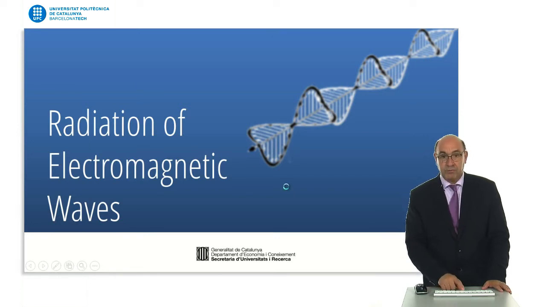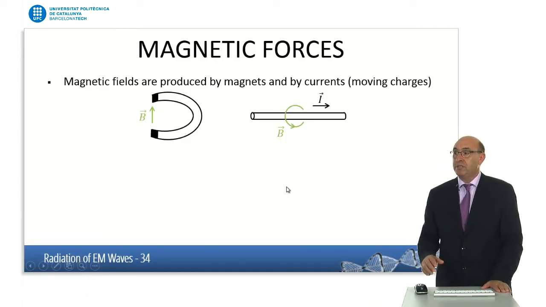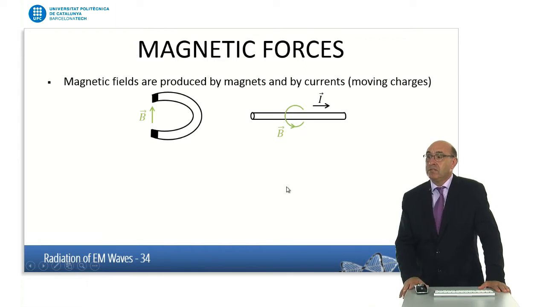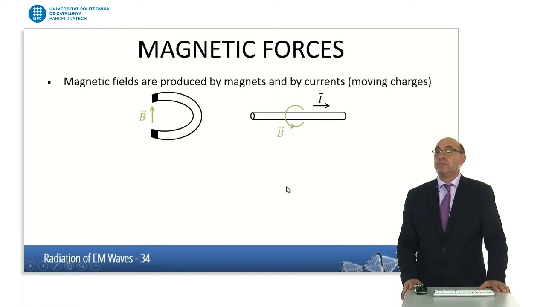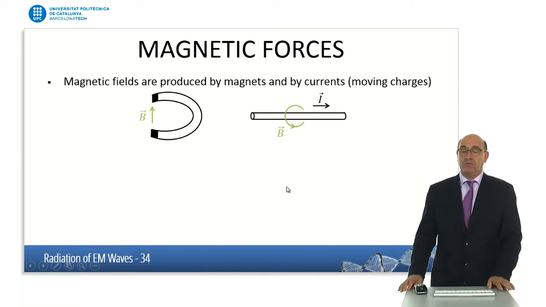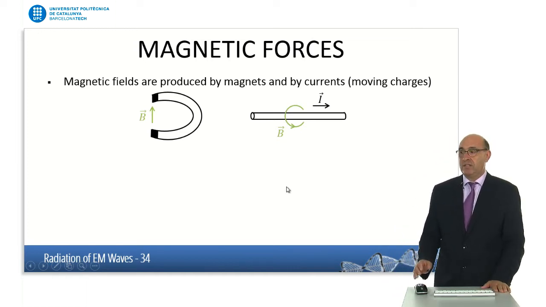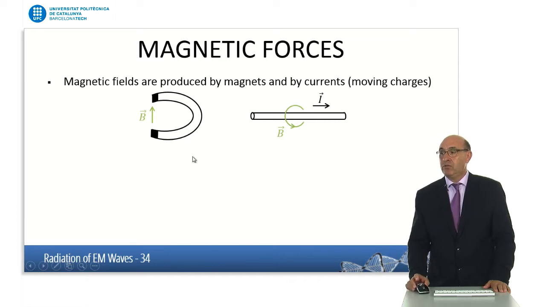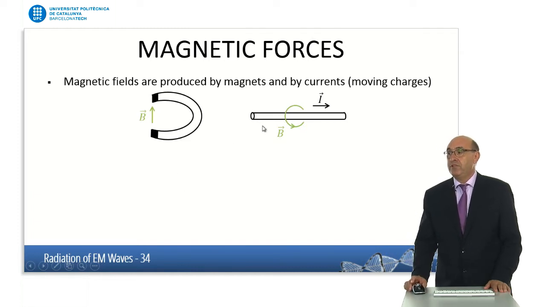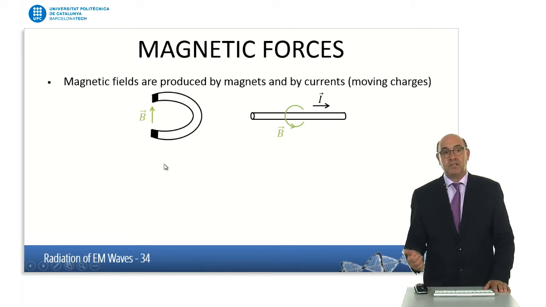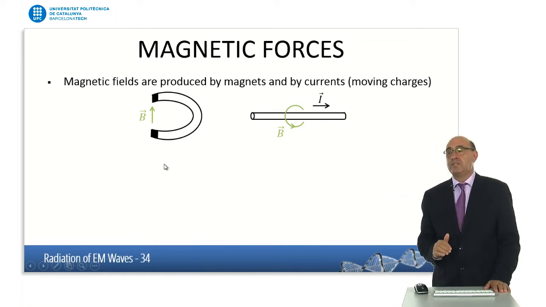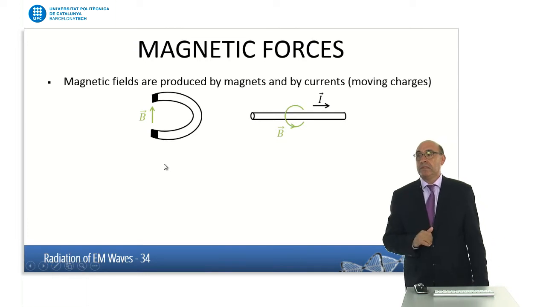And for this purpose, we first have to comment on the simplest way to produce magnetic fields. There are two very well known ways. One is a magnet. The magnet has poles, and from pole to pole there's a magnetic field. The other way is to have currents moving along a wire. In this case, we also have magnetic fields that go around the wire.